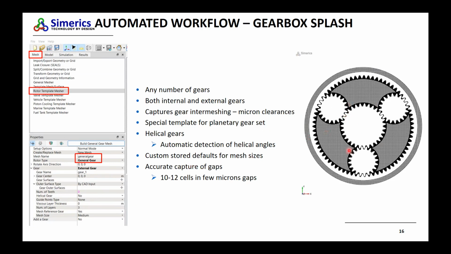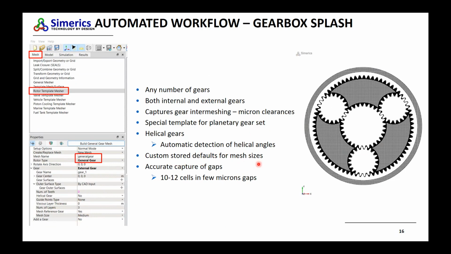This is a cross-sectional view that shows a planetary gear system, and you can see the small mesh between the different gaps. We also have special templates that handle special applications like the planetary system. So it makes it a little bit easier for the user to not have to write code to make the movement possible. For helical gears, we can also detect the helix angle automatically. You just need to read the CAD and it will automatically populate the angles. We also have custom stored defaults. This will help automate the mesh sizes for a particular application.